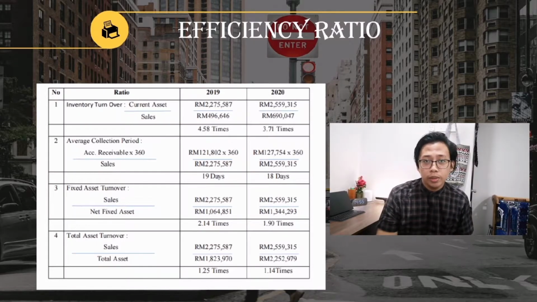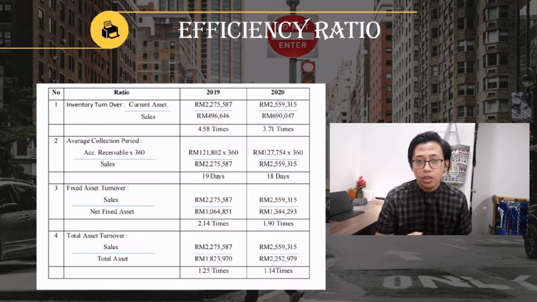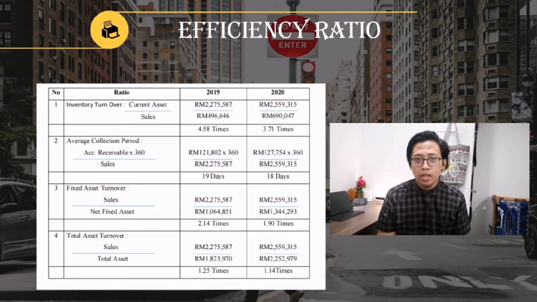The average collection period recorded for the year of 2019 is 19 days, while the year of 2020 shows some improvement, where it only takes 18 days to complete the average collection period. The ratio indicates that the company did not take more time in collecting debt.